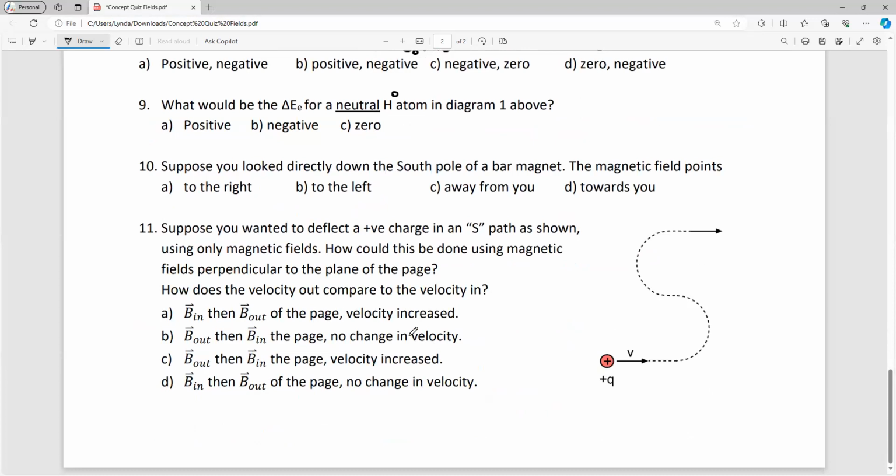Suppose you look directly from the south pole of a bar magnet. Does the magnetic field point to the right, to the left, away, or towards? Okay, looking down from the south pole on the bar magnet.